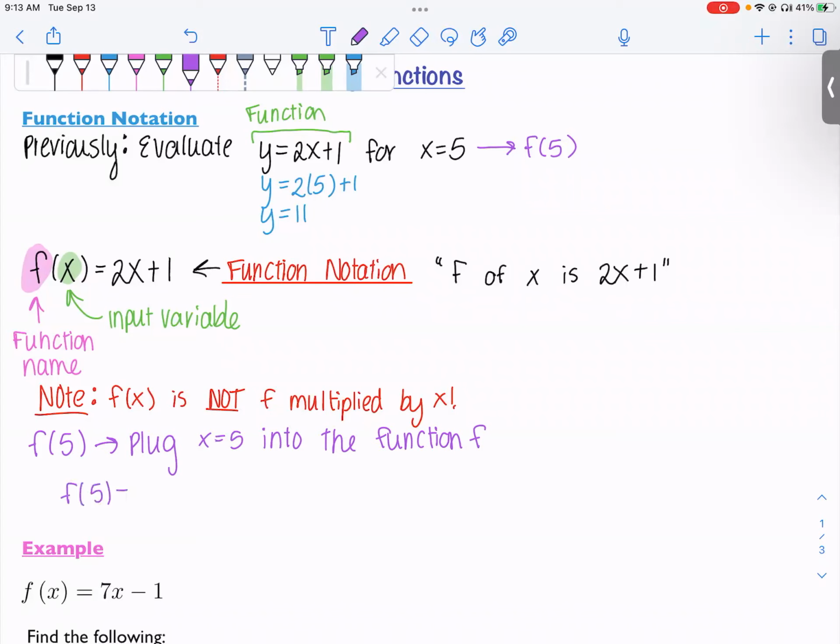So f of 5 would be 2 times 5. I've replaced this x right here. I'm still looking at the same function, 2x plus 1, and I'm replacing the x with this 5. So 2 times 5 plus 1, which is 11. It's the same result as up here. We could write this whole thing instead as f of x is equal to 2x plus 1. Instead of saying evaluate for x equals 5, we say f of 5, and that is the same statement.